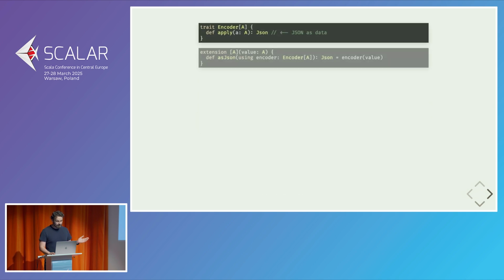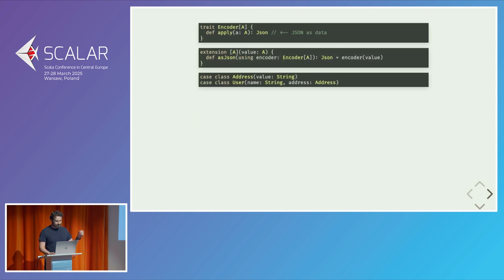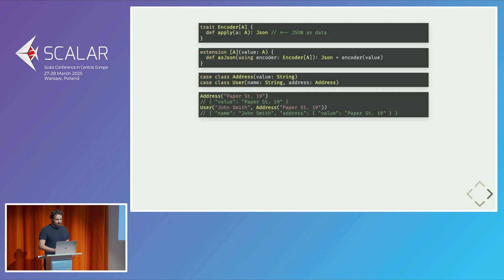Okay, so again, we have the encoder, we have the extension method, we have some case classes that we would like to generate the implementation for out of the box, with no manual intervention. So this is the implementation that we are looking for. We want something which would take address and generate this exact JSON, and it would take user and generate the JSON that you can see. So we can use the names of each of the fields as the keys in the object, and the values should be encoded recursively. We see strings, so they should be encoded as a string, etc.